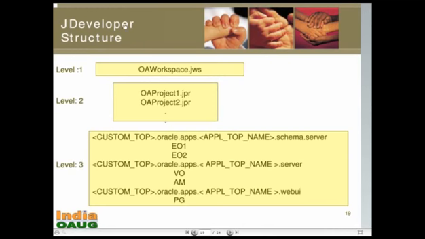And this is the JDeveloper structure. JDeveloper is one of the tools developed by Oracle Corporation. By using JDeveloper, you can develop OAF pages, ADF pages, MAF pages. OAF means Oracle Applications Framework. Next is Application Development Framework, ADF. Next is Mobile Application Framework, MAF. For all these things, the same tool is used, JDeveloper.